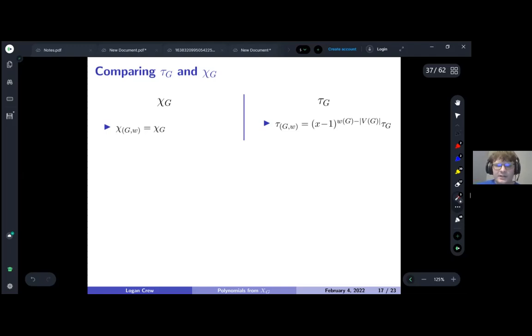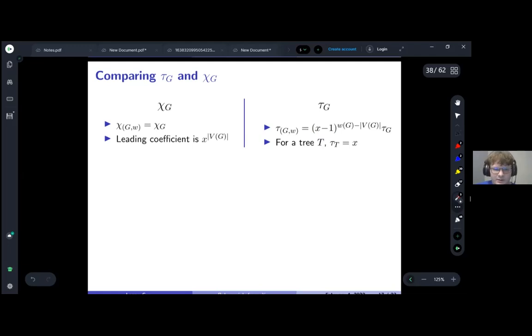Tau g, on the other hand, does tell you something about the weights. Tau g does tell you what is the excess weight of the graph, in the sense that it tells you the total weight of the graph, the sum of all the vertex weights minus the number of vertices. So how much more weight it has than 1 per vertex. And you can tell this exactly because you can show that tau g, when g is unweighted, does not have x minus 1 dividing it. So in fact, this excess weight is exactly the power of x minus 1 that divides tau g w.